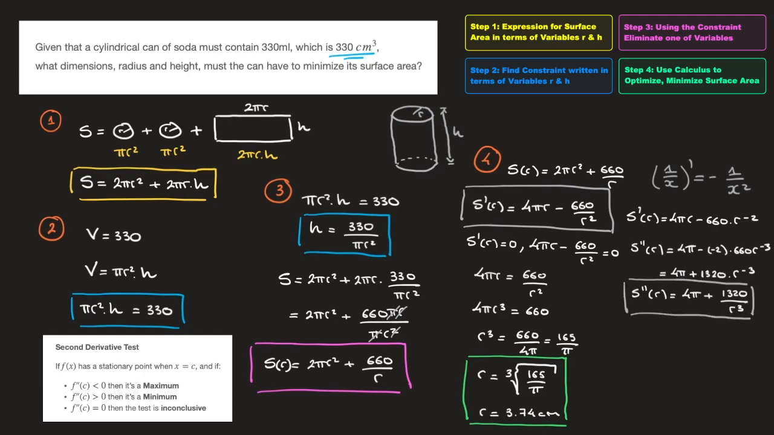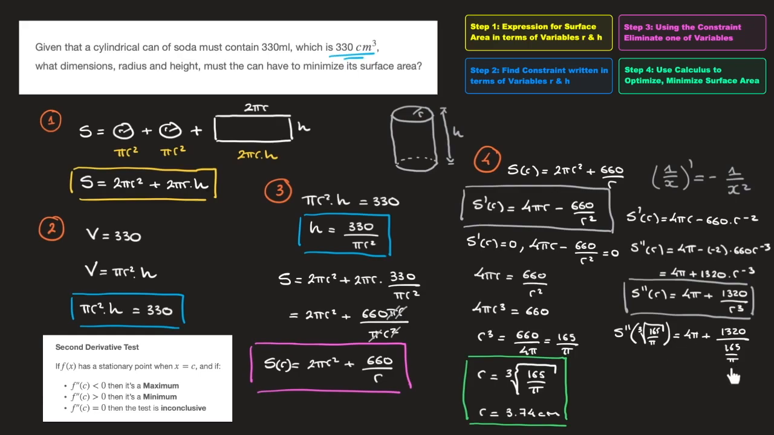There we go. Okay, now that we have the second derivative, to determine whether our function s of r reaches a minimum when r equals 3.74, all we have to do is evaluate this second derivative at this value of r and determine whether it's positive or negative. So let's see, if I replace r by the cubic root of 165 over pi, the second derivative s dash dash at the cubic root of 165 over pi becomes 4 pi plus 1,320 over the cubic root of 165 over pi cubed, which is just 165 over pi.